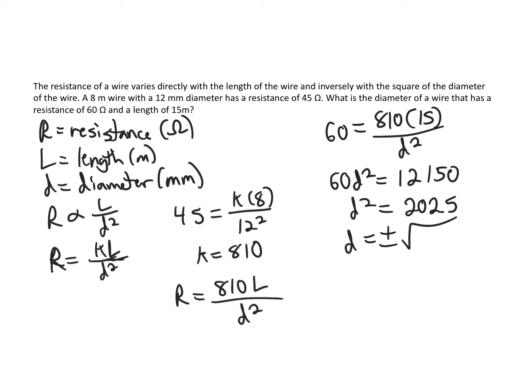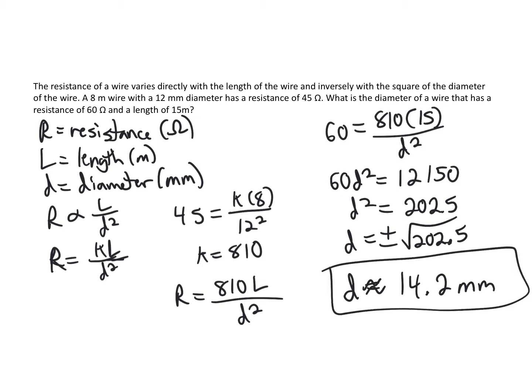Now technically it is the plus or minus square root. But D is a diameter. So D can only be the positive. So D is approximately 14.2 millimeters.